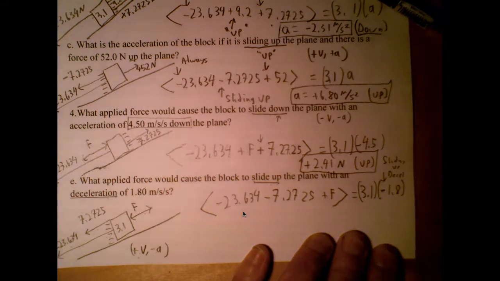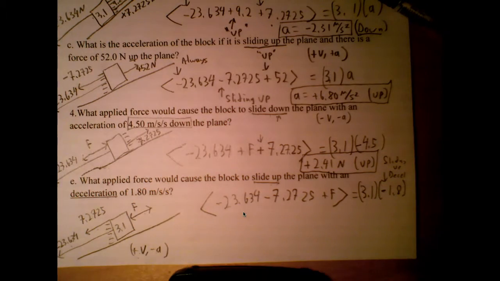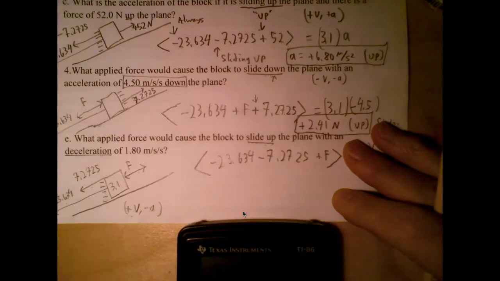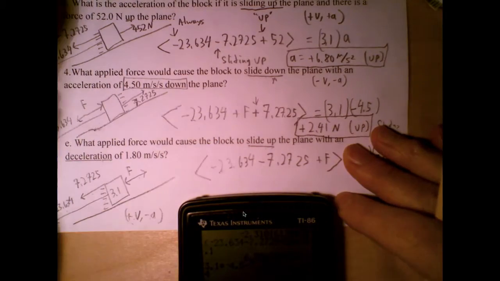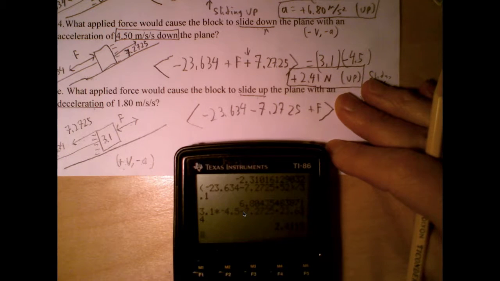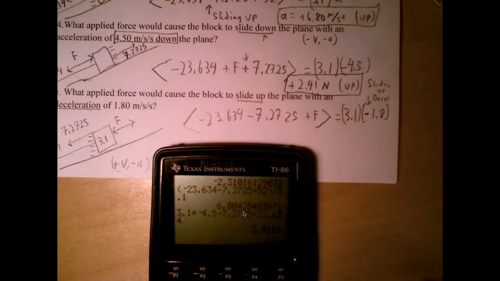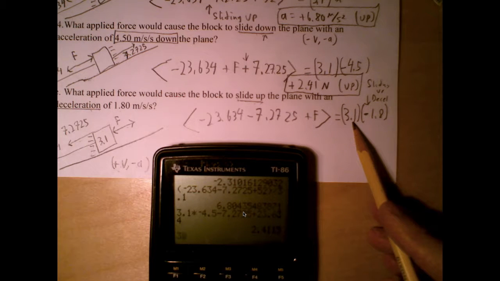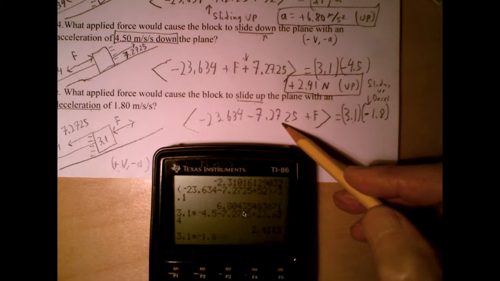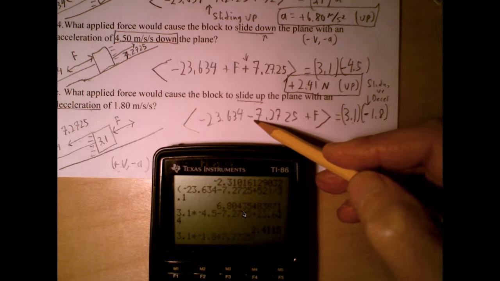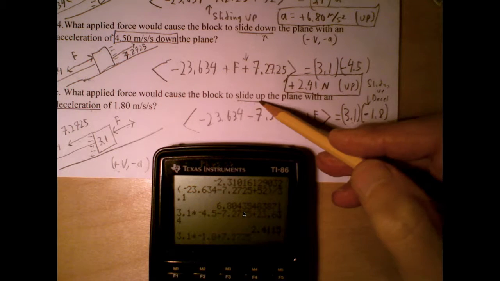Okay, here we go. Let's try this guy. Get the calculator in there. So to do this one, I always start on this side. So I go 3.1 times negative 1.8. Then I'm going to add this to both sides. So plus 7.2725. So remember, this friction is down the plane because we're sliding up the plane.